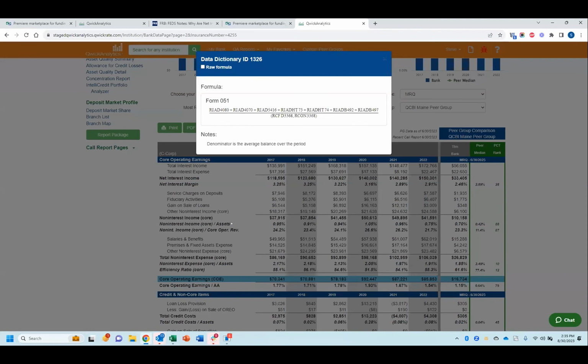If I click on this, we get a new pop-up box. It says, hey, this is coming from your 051 call report. This is exactly how we do the calculation for non-interest income core to average assets, which call report line items are in the numerator and the denominator. And we let you know that the denominator is the average balance over the period.